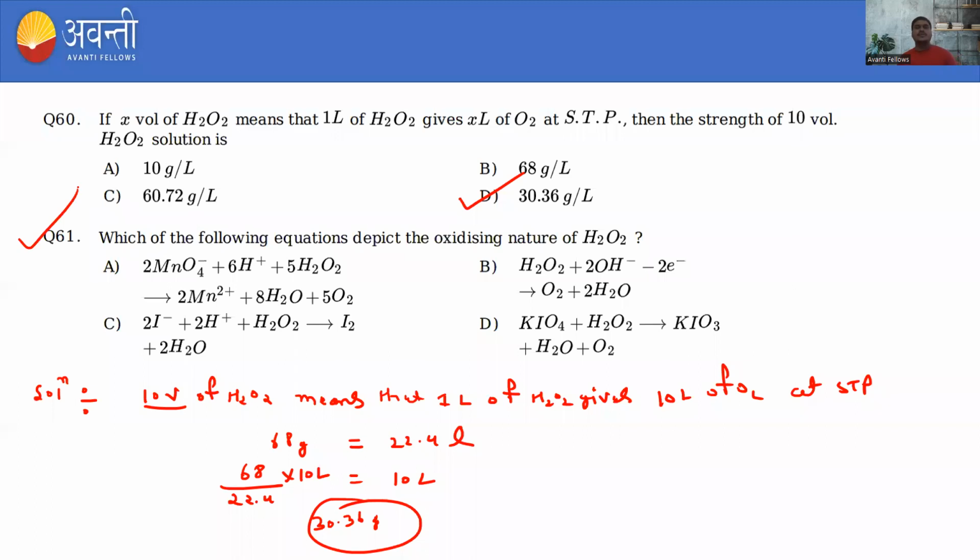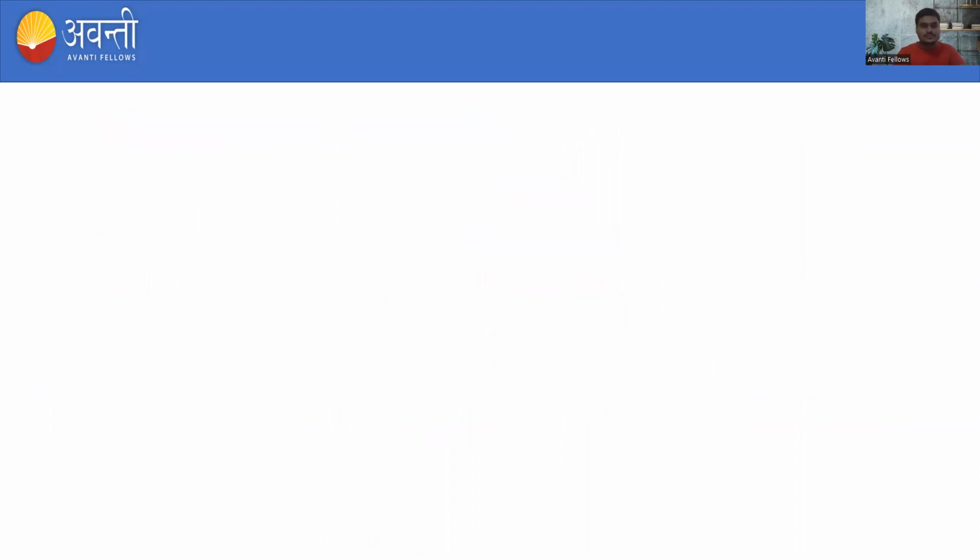Now, question number 61. Which of the following equation depict the oxidizing nature of H2O2? So which will show the oxidizing nature. So you just observe option number C very carefully. Here the oxidation state of I is -1. And here the oxidation state of I becomes 0. So -1 to 0, oxidation takes place, right? So this equation will show the oxidizing nature of H2O2.